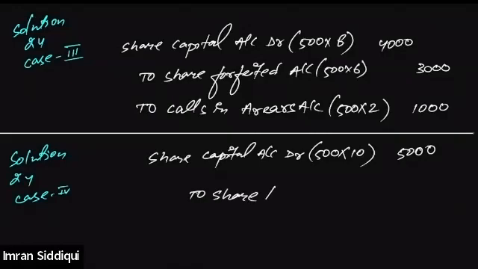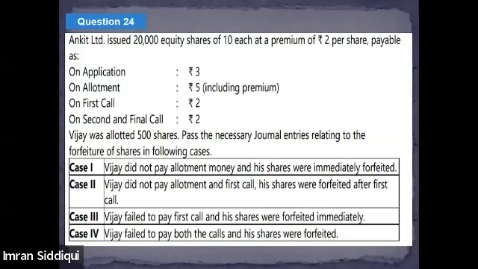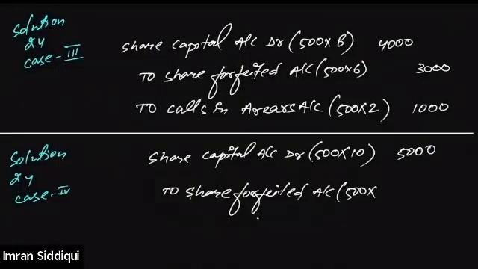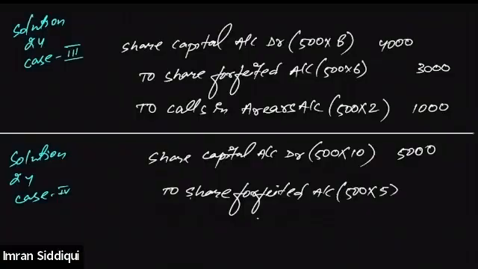Then share forfeited, share forfeited account, 500 into what amount we have already received? We must have received the application and allotment. So we'll write down the amount excluding the premium. Share forfeited account does not contain any premium amount. So 3 plus 2 only, 5 rupees.